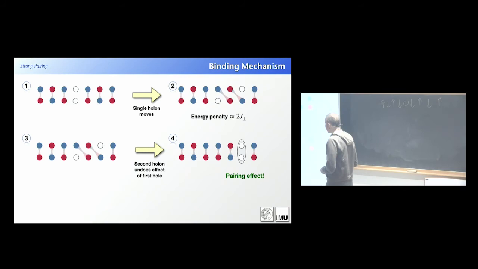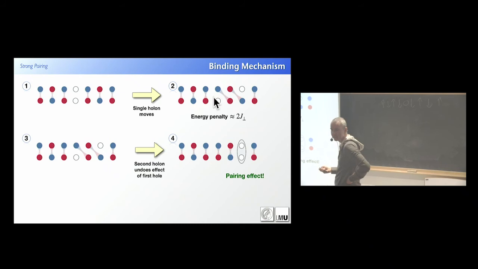Let's imagine you have this ladder system, where you have antiferromagnetic couplings along the rung and along the leg of the ladder, but let's say you have very strong rung couplings, so you can picture this as singlets forming along the rungs of the system, and you have two holes in the system. Now imagine the first hole moves to the right. Then you see again it's going to have to pay a magnetic energy cost because you're breaking the spin singlets along the rungs.